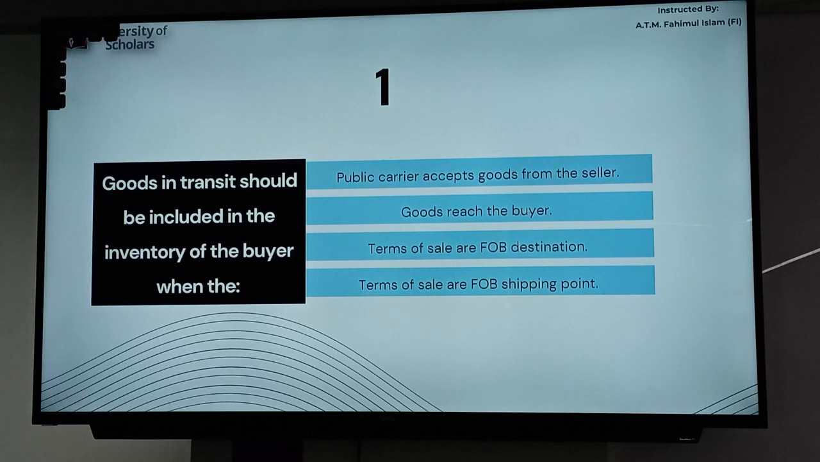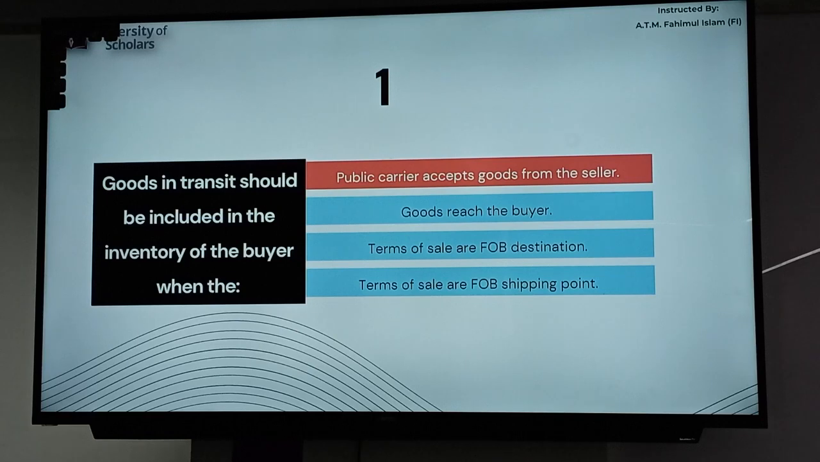Let's choose one. This is not the one. This is a wrong one. Public carrier accepts goods from the seller doesn't mean that it should be included in the inventory of the buyer. There should be a term. It is either the shipping point or it is destination. But when goods reach the buyer, should it be included? No, it shouldn't be, because again there should be a term. So it's a 50-50 chance. It should be from destination or from shipping point.